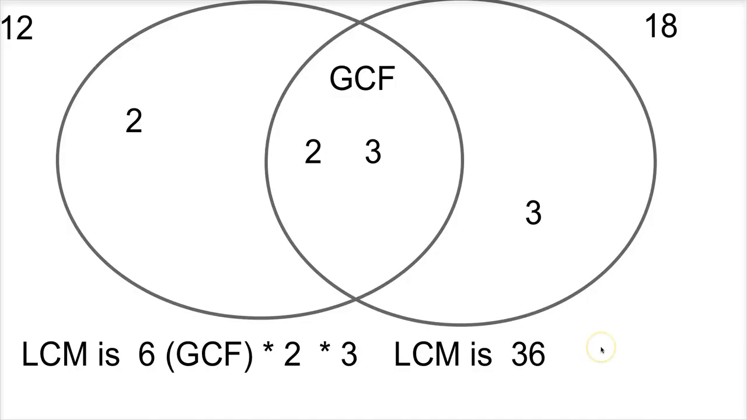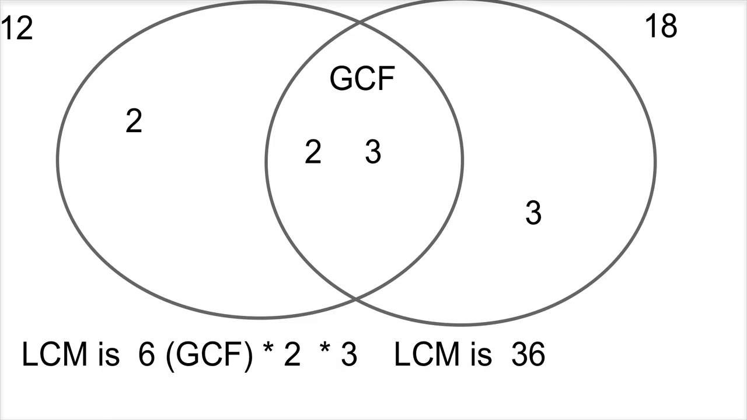In my 18 table, I have a 36. 18 times 2 is 36. So the greatest common factor are the factors that they both share that I multiply together. That is 6. Then I take the rest of my factors that are not shared by both and I multiply those in to get least common multiple of 36.